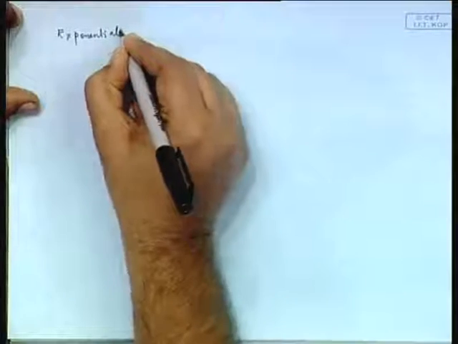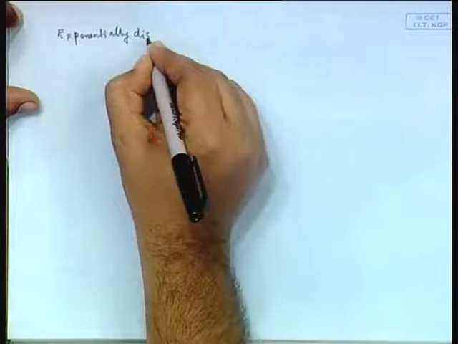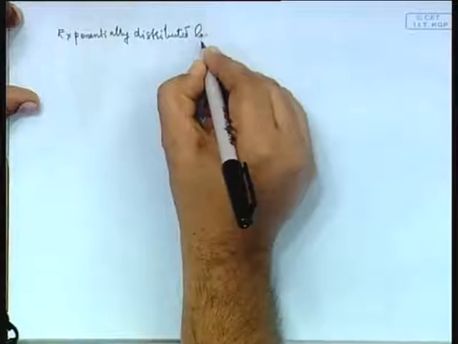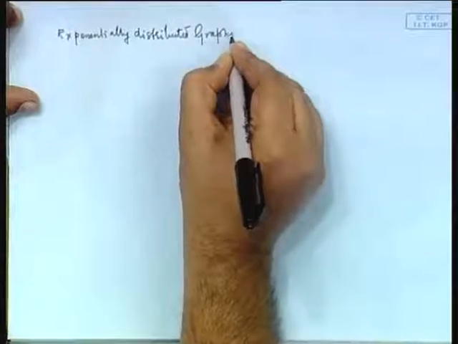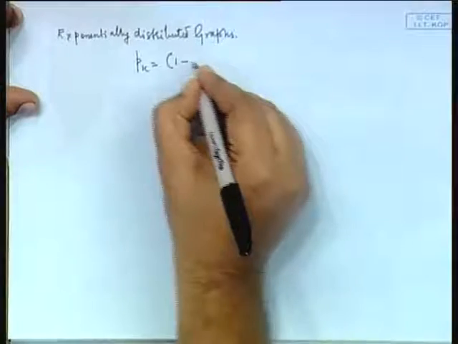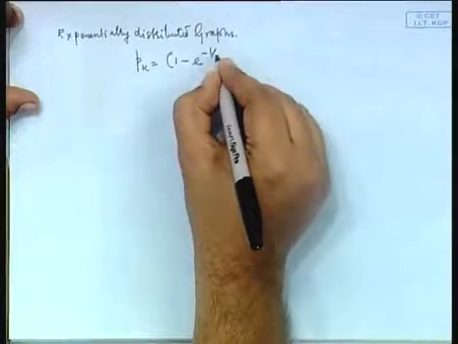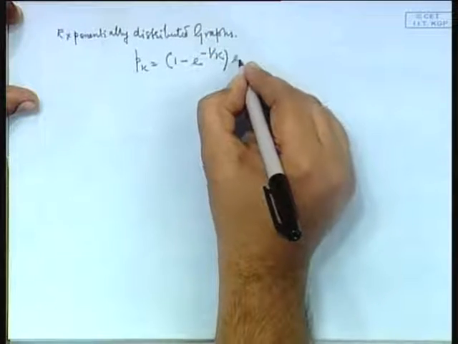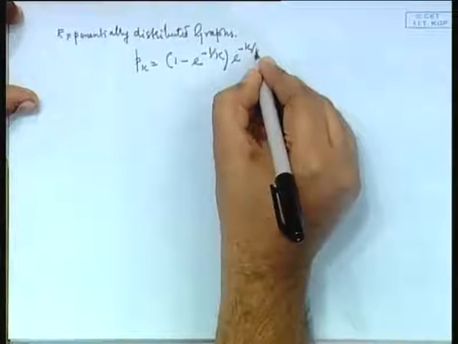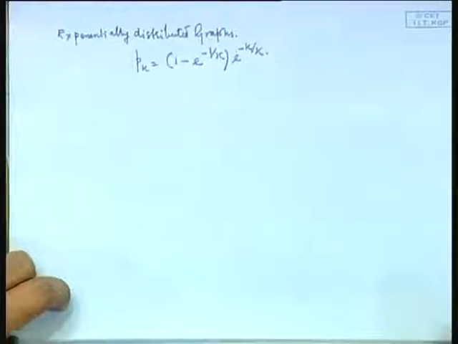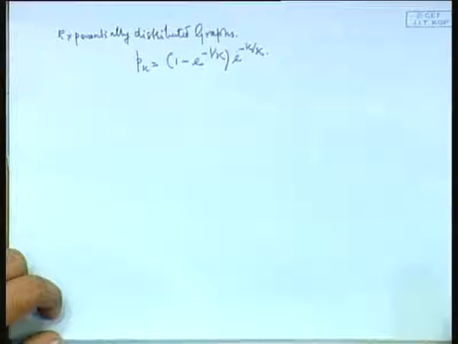exponentially distributed graphs. So, here p k is equal to 1 minus e to the power minus kappa, times e to the power minus k kappa. This is the function which you get for exponentially distributed graphs.